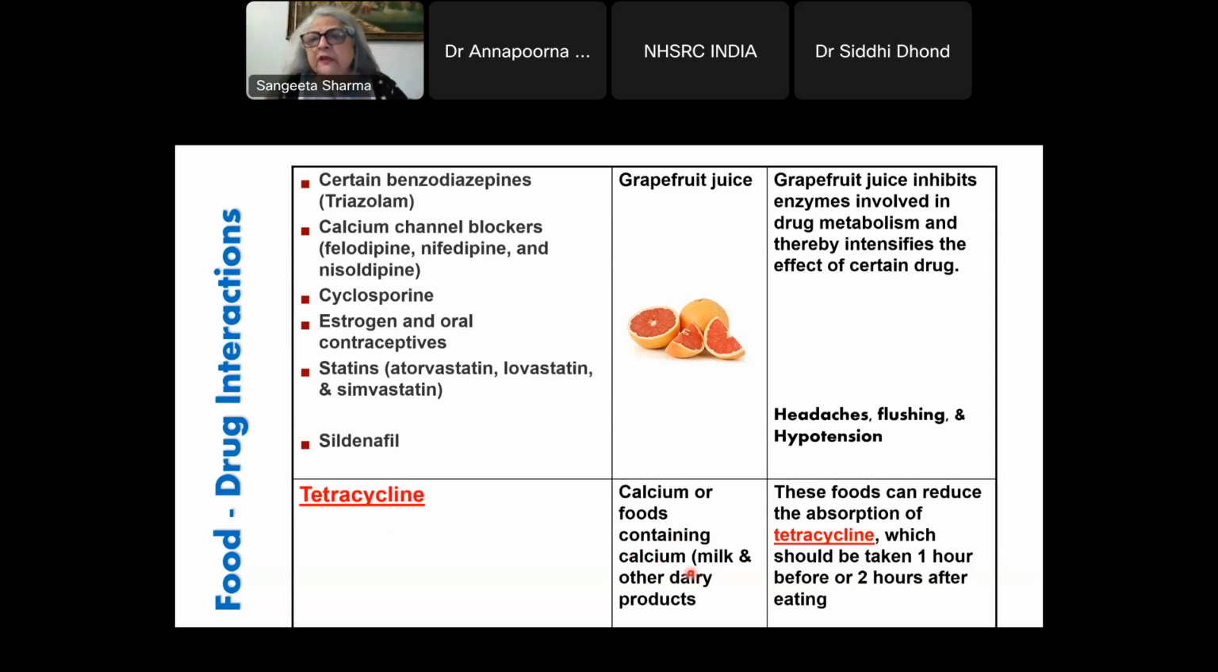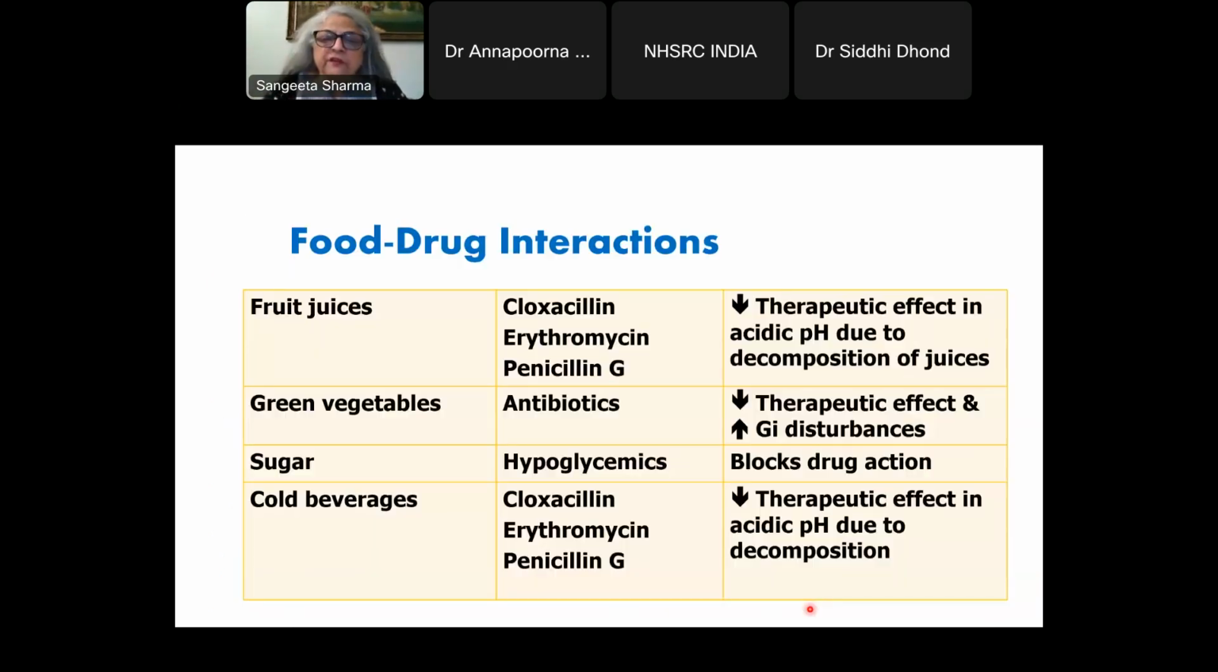So for spacing of the drug and these types of foods and supplements, either they should be taken 1 hour before or 2 hours after eating. So that will reduce the chance of these interactions.